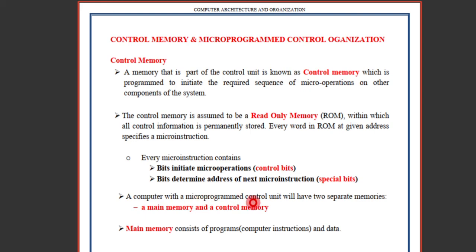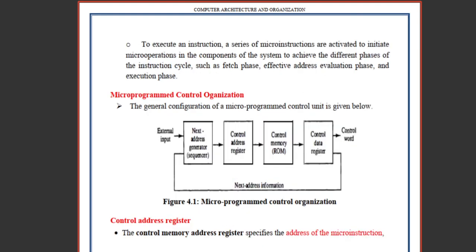Usually a computer with a microprogrammed control unit will have two separate memories, namely a main memory and a control memory. All the computer instructions as well as data are usually stored in the main memory. To execute a computer instruction from main memory, a series of micro instructions are activated to initiate the micro operations in the components of the system to achieve the different phases of the instruction cycle such as fetch phase, effective address evaluation phase and execution phase.